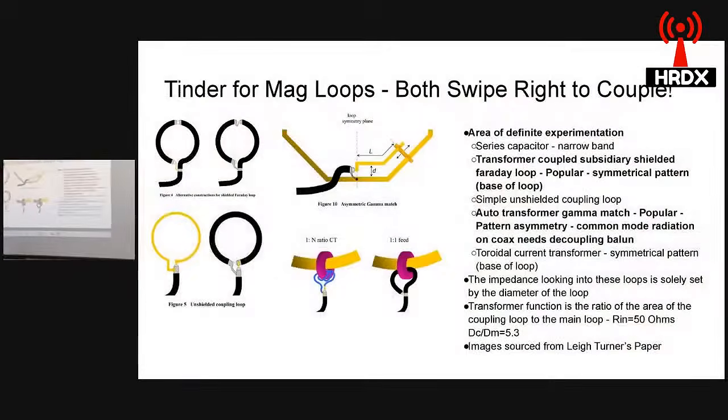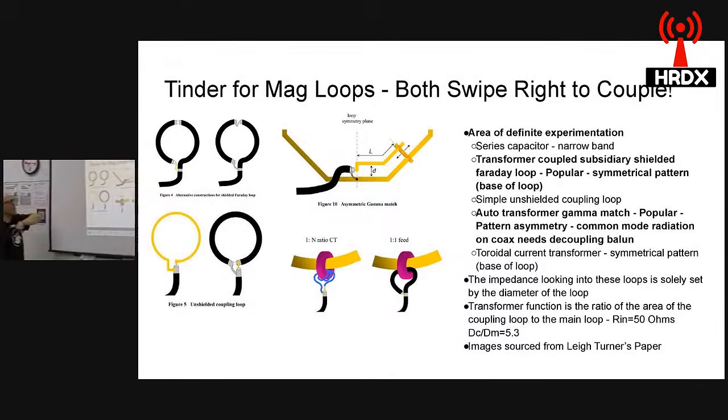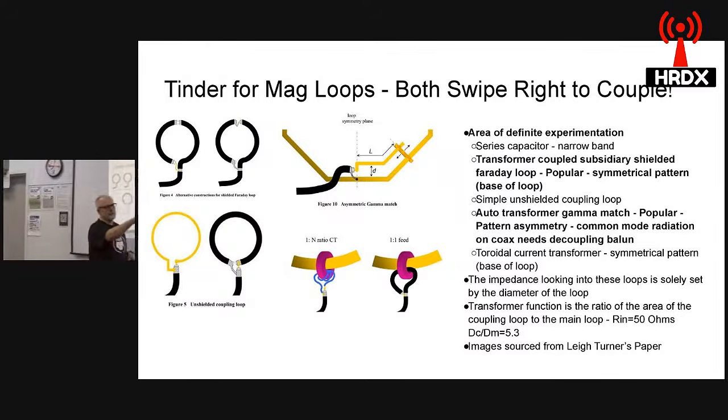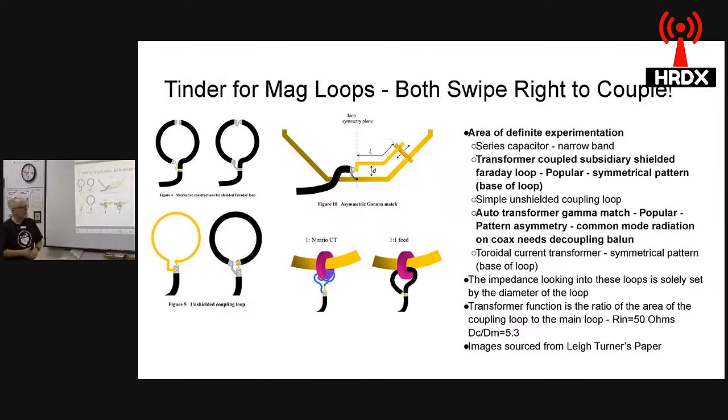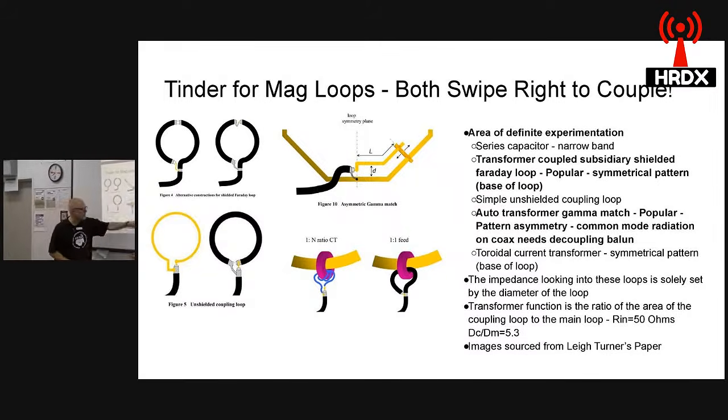And I'll show you the chart that makes it a bit scary. So you put a series capacitor at the bottom. The problem with a series capacitor is it's very narrow bandwidth. So whenever you change frequencies, you actually have to change the coupling capacitor. So it gets a bit painful. And yeah, all of these came from Lee's paper.